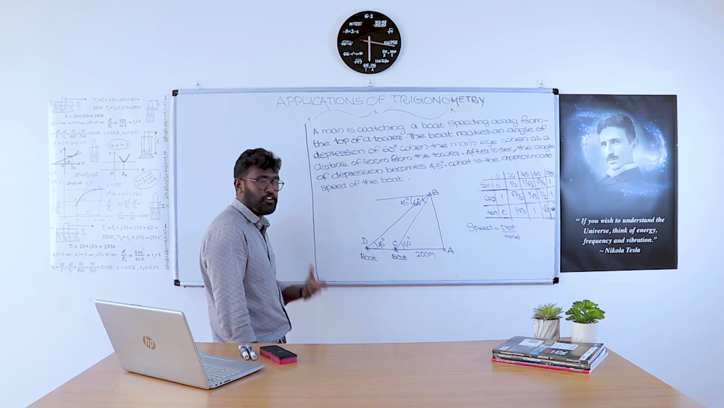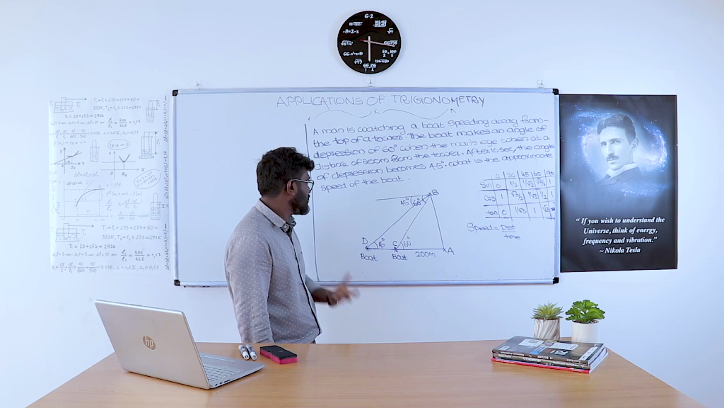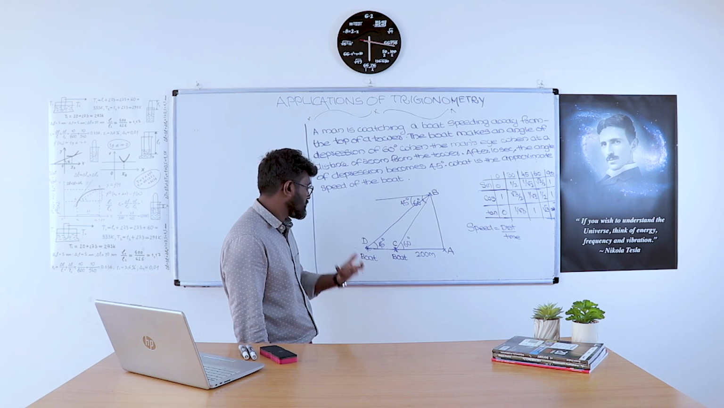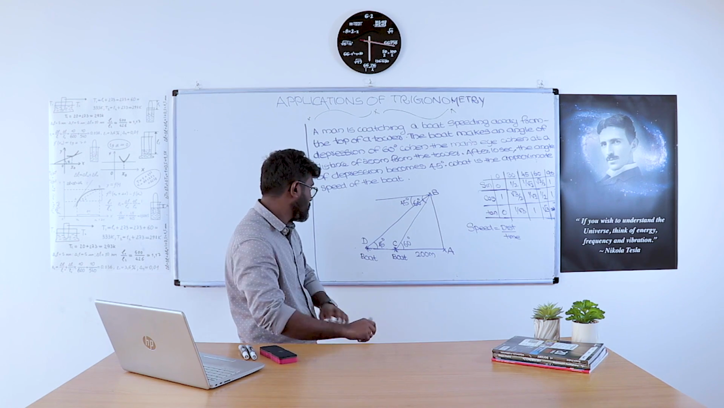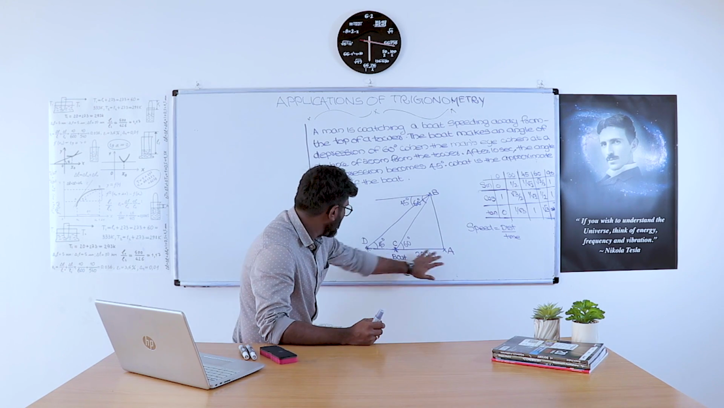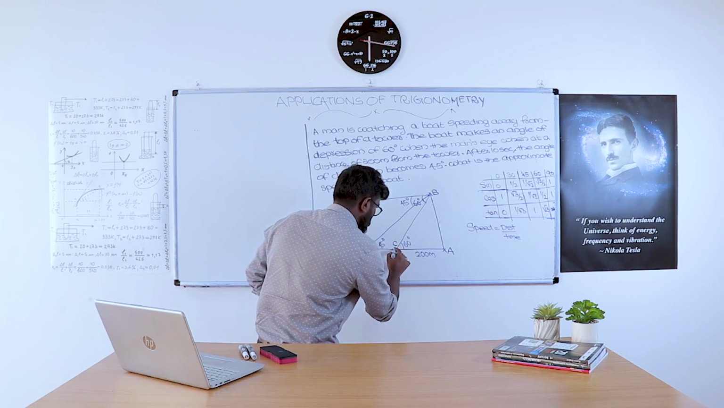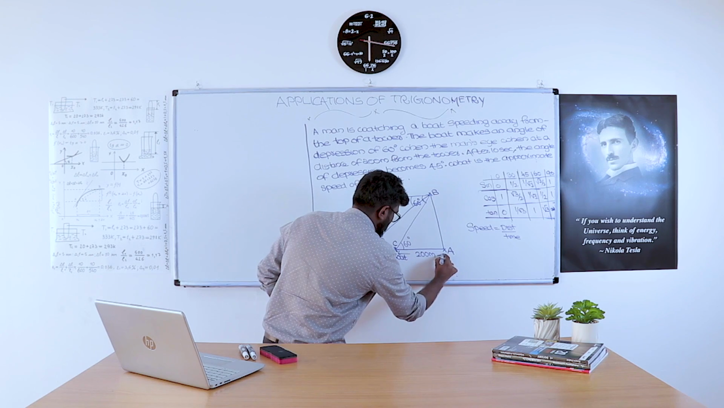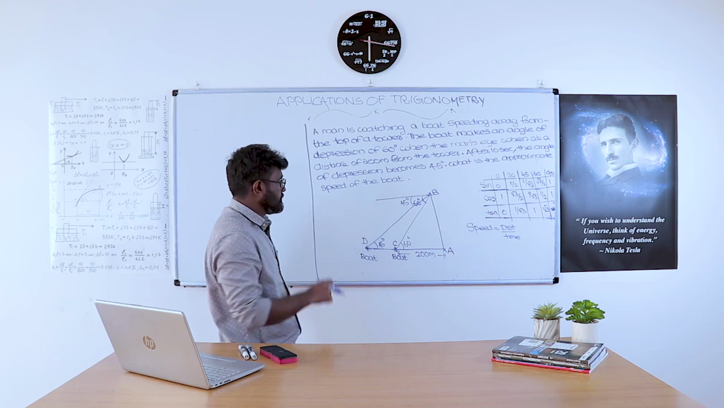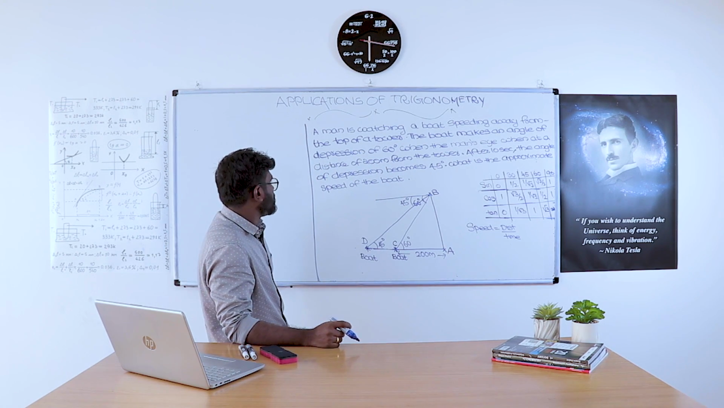So first of all, we want to find out the distance CD. Is there any chance to find out the distance CD? Okay, we will find it out. No problem. Now, AC distance is equal to 200 meter. So what is the approximate speed of the boat? We want to find out the approximate speed of the boat.